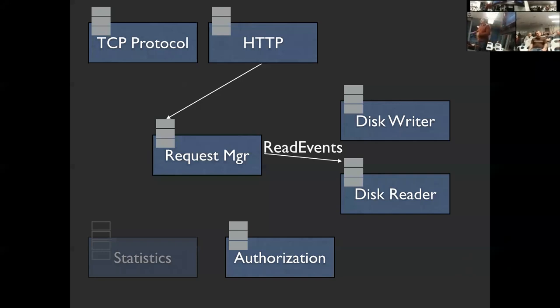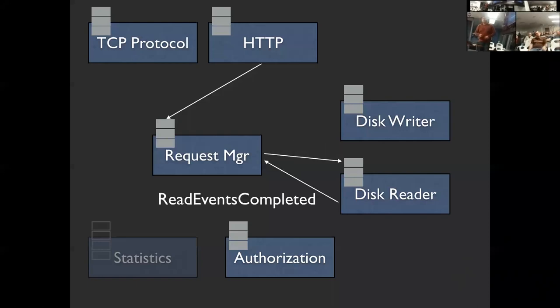So the disk reader goes, does its work. This is one of these things where we probably have six or eight threads or something reading from disk because you can parallelize it quite nicely. Context switching doesn't get too bad. Eventually the disk reader is going to come back with an event, which is read events was completed. And these are going to have all the parameters on them, pointing back to the byte array that it read off disk. So the request manager will eventually get this read events completed.